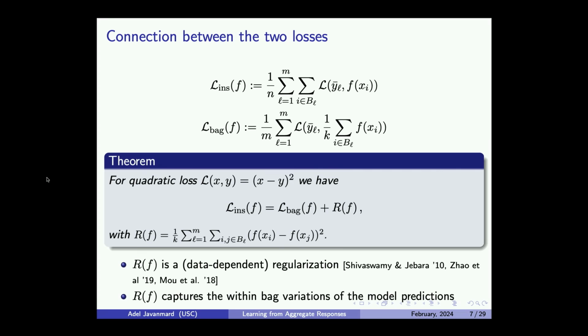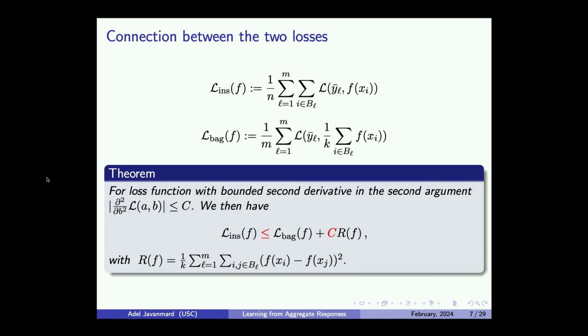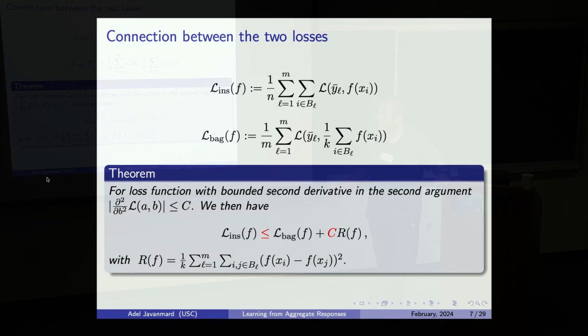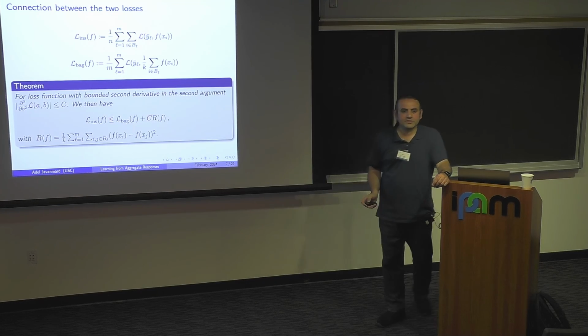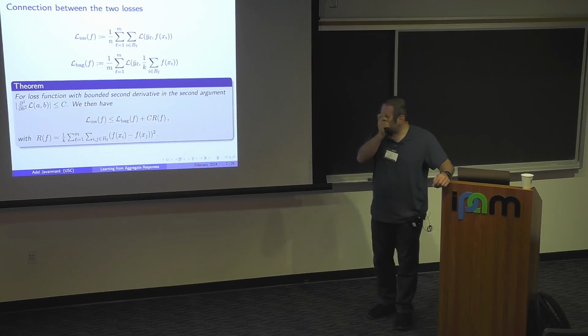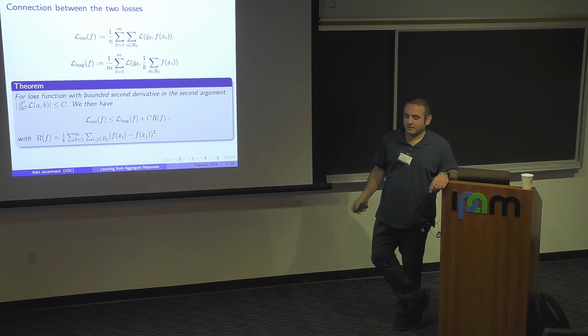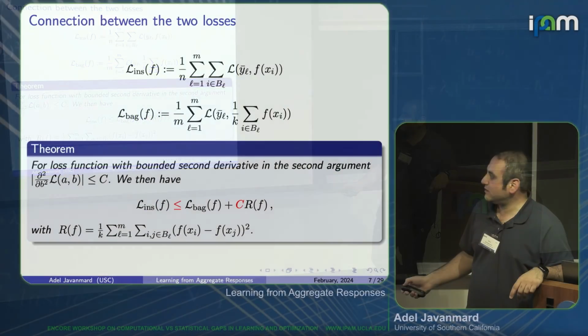Okay, so before I go to the interpretation of this one, this was for the quadratic loss, but if you go with a general loss function, as far as it has a bounded second derivative in the second argument, so this was the response argument, if it's bounded and continuous, then you can show that this is an upper bound with some constant. So it's just like a Taylor expansion, and it's very easy. But so you have the same thing, but it's an upper bound.